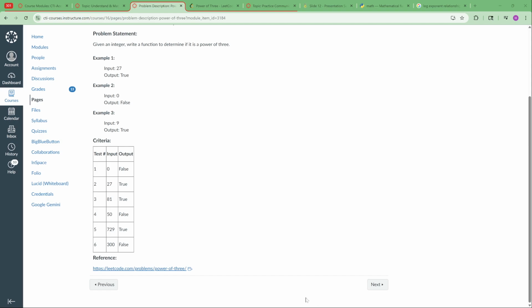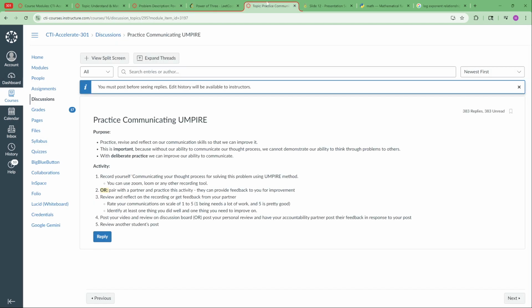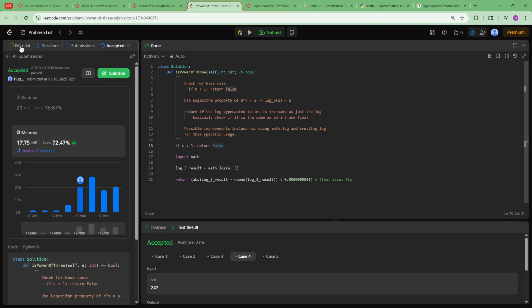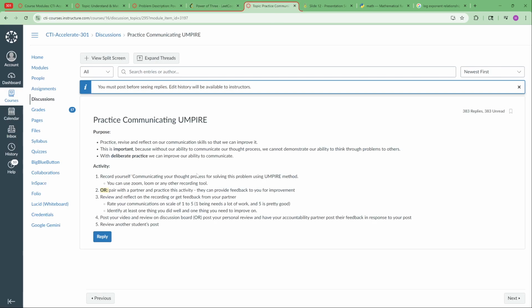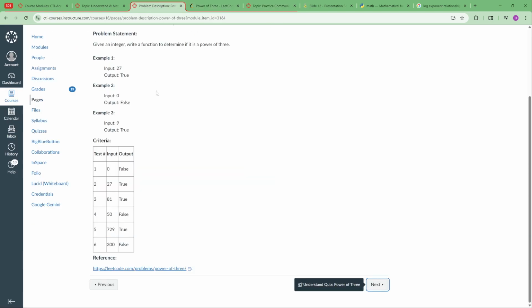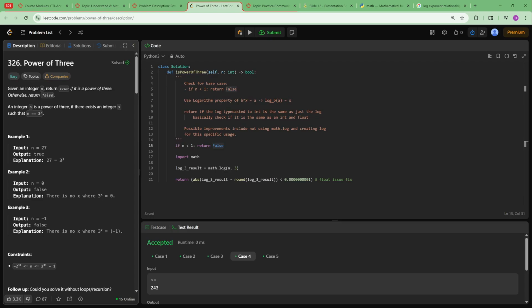So this is my solution, or my explanation, evaluation, or review process of the Power of Three LeetCode problem. So, yeah. Let's go back here. Let's look at the problem, or I guess I could read it from here. It's probably better from here because it has more details.